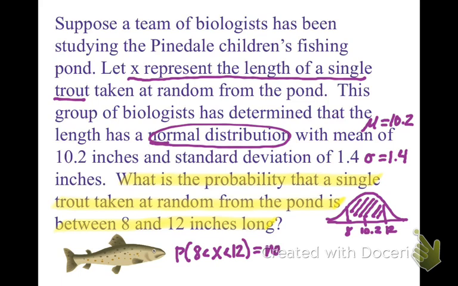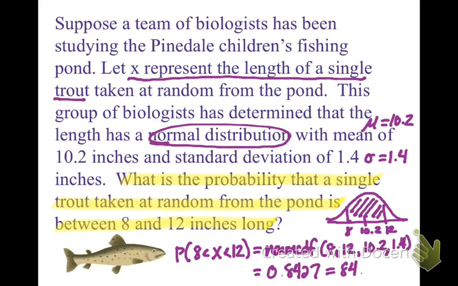So we can calculate the normal CDF. My lower bound is 8, my upper bound is 12, my mean is 10.2, and my standard deviation is 1.4. The probability that we randomly pick a trout from this pond and it is between 8 and 12 inches long is 0.8427, or 84.3%. So it's highly likely that we would pick a random trout in this range.